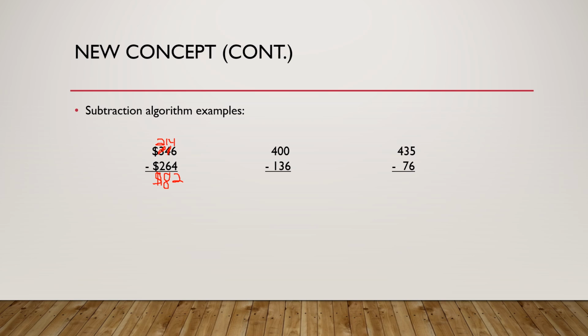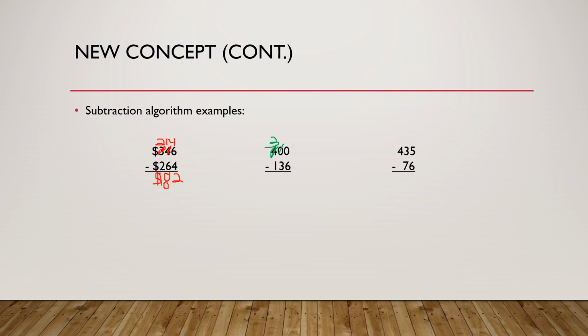Let's look at this middle problem next. 400 minus 136. So we look at our ones place first. We can't do 0 minus 6. And now when we look to the place value to the left, the tens place, we have a 0 there too, so there's nothing we can borrow. So that gives us a different problem than we had in the first one. So we have to look all the way to the hundreds place first and borrow from there, make that a 3.